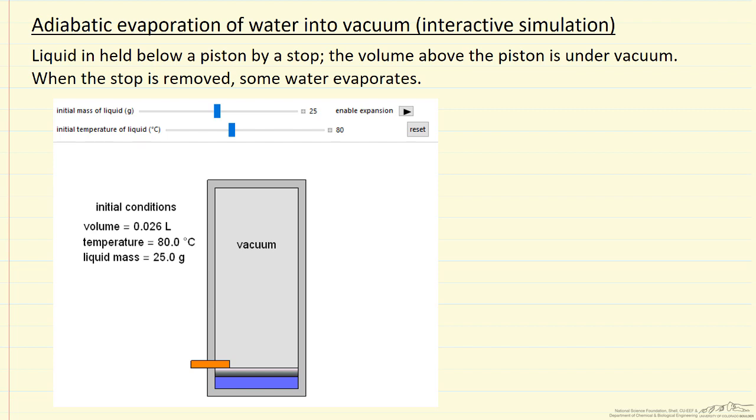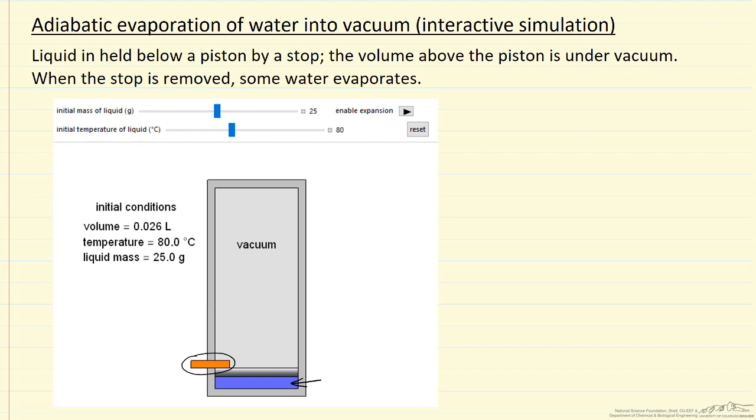In this simulation, we're modeling an ideal case of a small amount of liquid that evaporates. The liquid is here and evaporates into a vacuum when this stop is removed, which allows the piston to move to the top. The piston is assumed weightless, and the system container is assumed to have no heat capacity.